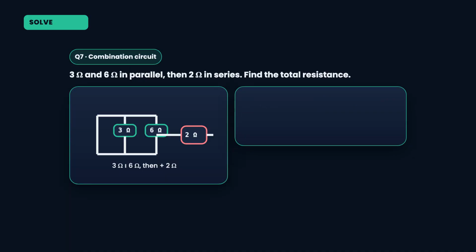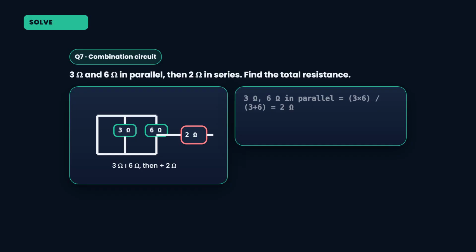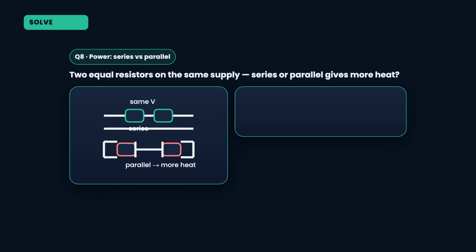7. A combination circuit. 3 ohms and 6 ohms in parallel give 2 ohms. Then add the 2 ohm resistor in series. Total, 4 ohms. Always solve the parallel group first, then add the series part. 8. Two equal resistors on the same supply. Which gives more heat, series or parallel? Parallel. A lower total resistance gives more power because P equals V squared by R.